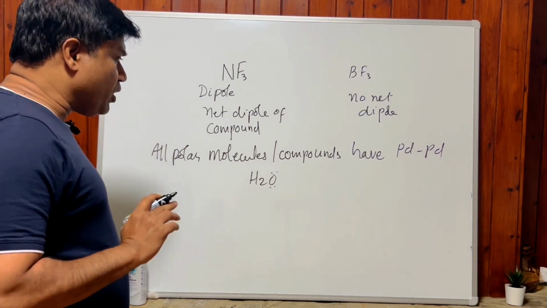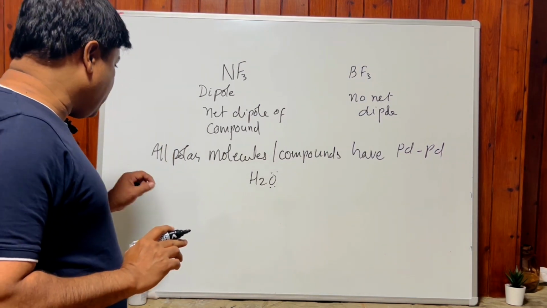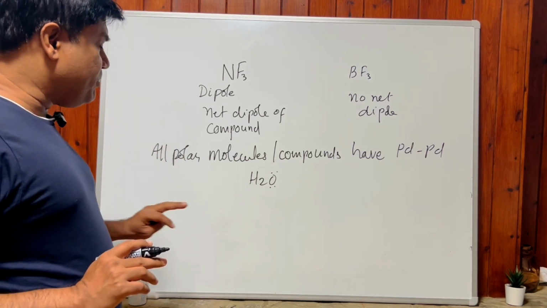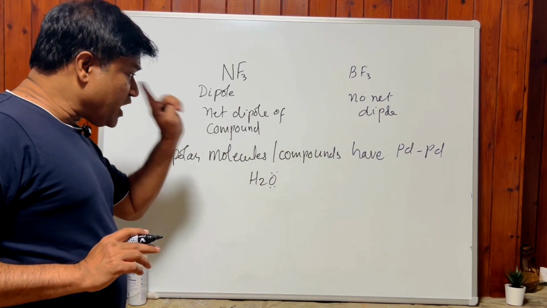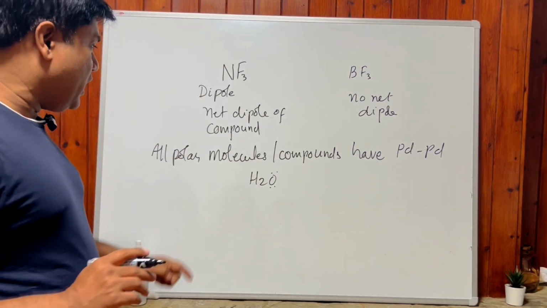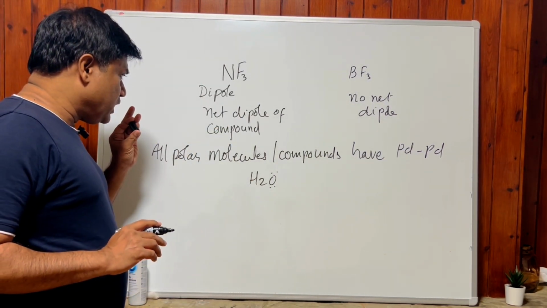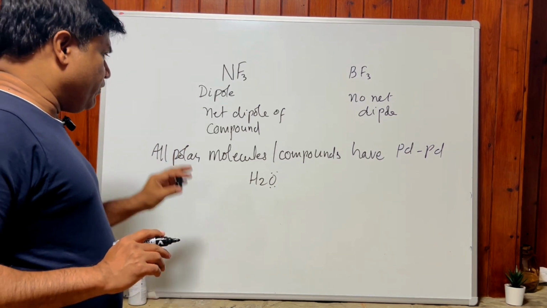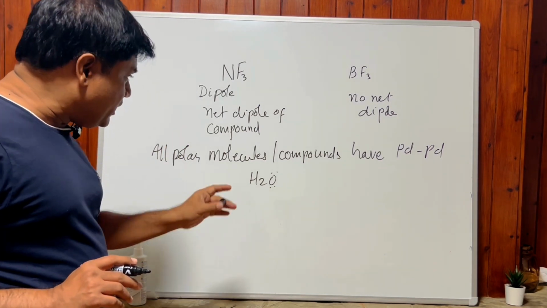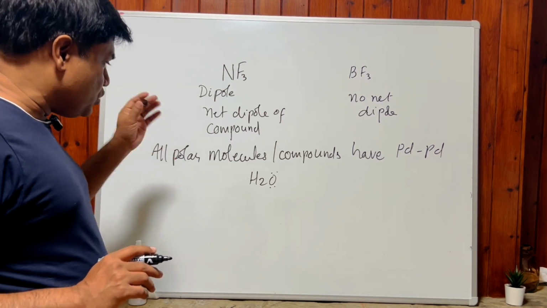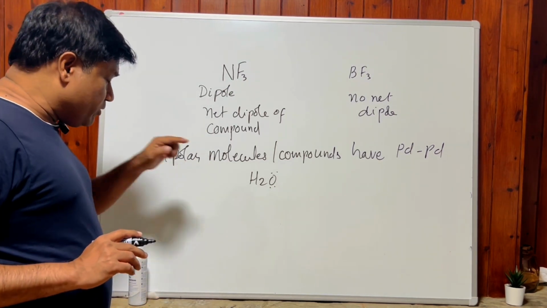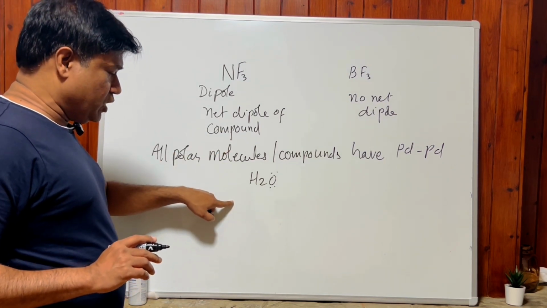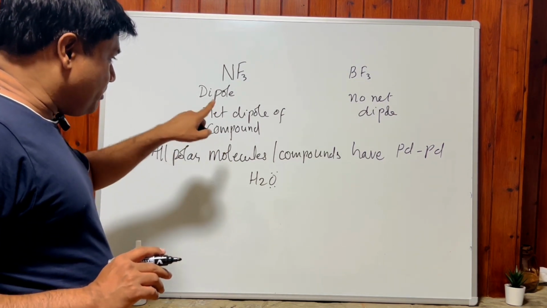How can I check? I will give you one more hint, guys. All the polar molecules have PD-PD interaction, and check the symmetry of the molecule. If the molecule has perfect symmetry, then it has no PD-PD interaction because there is no net dipole. And if the molecule has a lone pair, then it is a polar molecule and it has PD-PD.